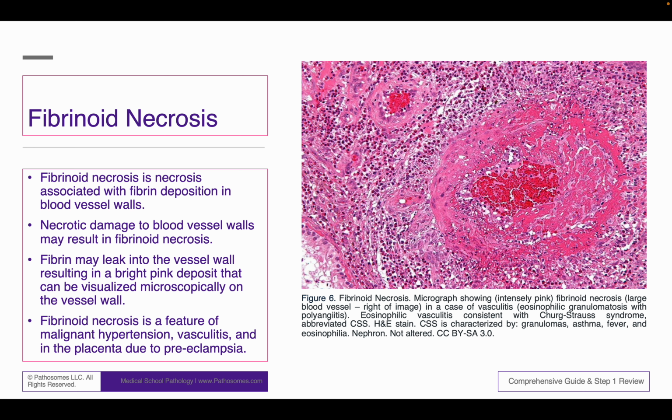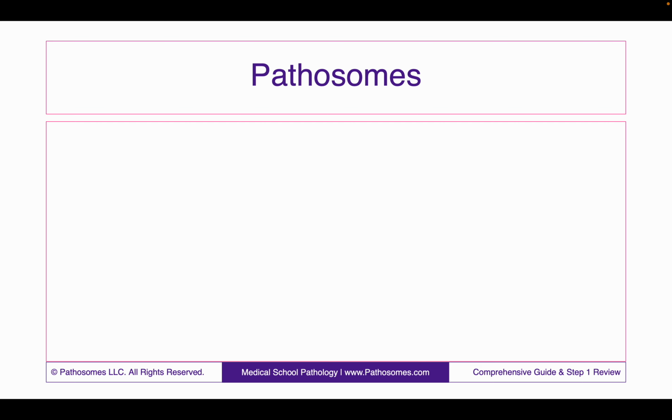Fibrinoid necrosis is a feature of malignant hypertension, vasculitis, and in the placenta due to preeclampsia. This particular image to the right is fibrinoid necrosis in a case of Churg-Strauss syndrome. See all those eosinophils there? See that fibrinoid necrosis of the vessel? Wow, complete. Another one down.